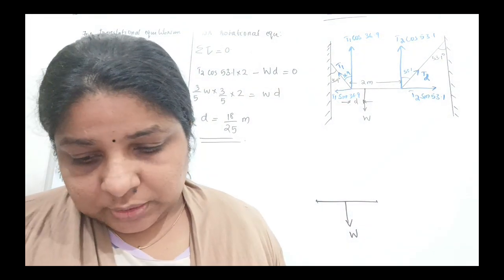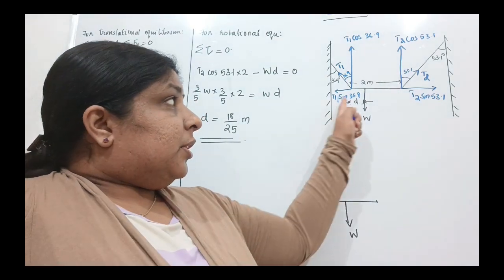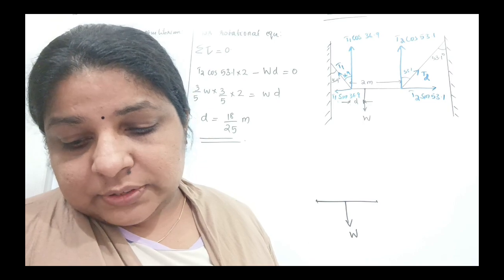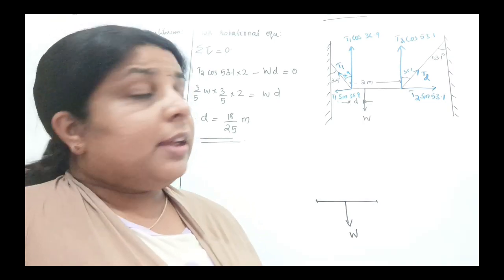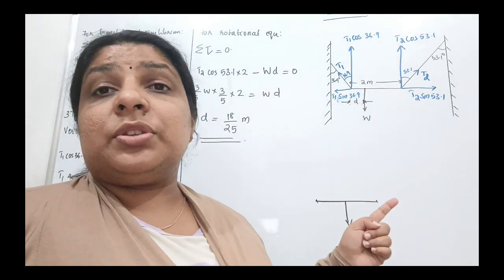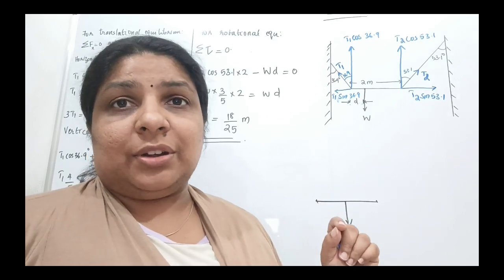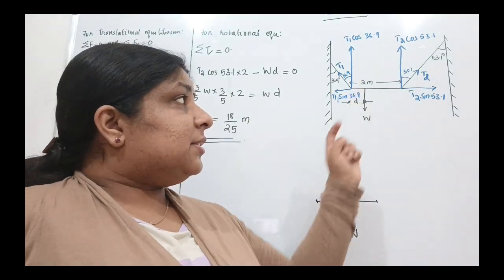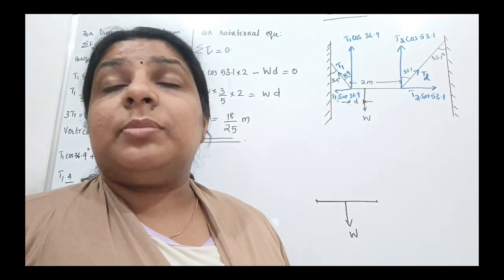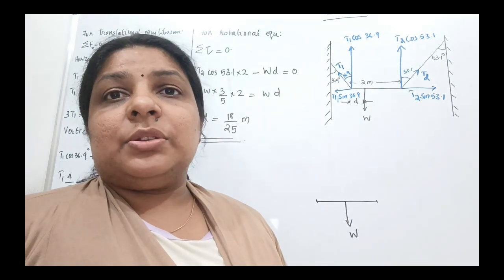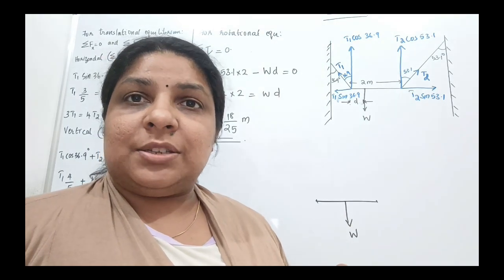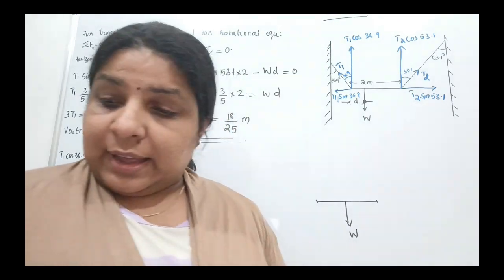Now the bar is 2 meter long. So the length of the bar is given as 2 meter. Calculate the distance D of the center of gravity of the bar from the left end. The center of gravity is the point at which the entire weight of the body is concentrated. Here it is W, so that distance is what we need to find. For doing this problem, we have to apply the conditions of equilibrium of a rigid body, that is translational equilibrium and rotational equilibrium conditions, and finally we will reach the answer.